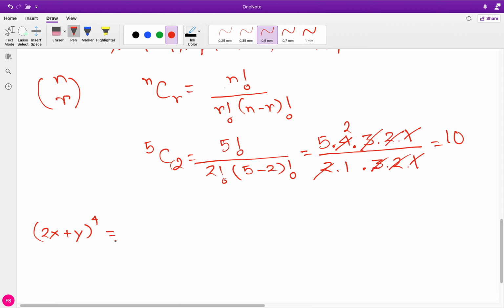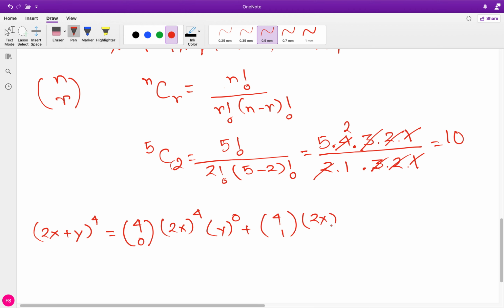So this equals to, you can also write it like this, nCr, instead of writing NCR. So I'm going to write 4C0 because the first term is 4C0. And then 2x. Remember, the first term is not x anymore. It's 2x. To the power of 4 minus 0 is just 4. Then y to the power of 0, plus 4C1.